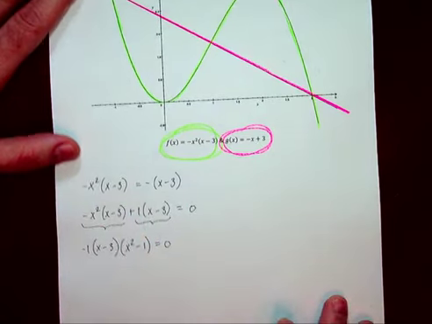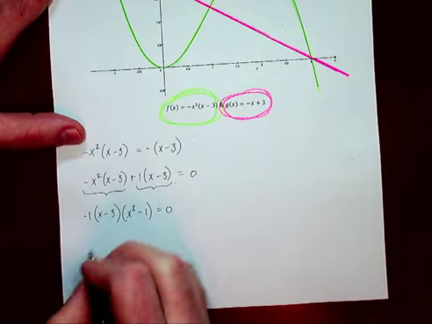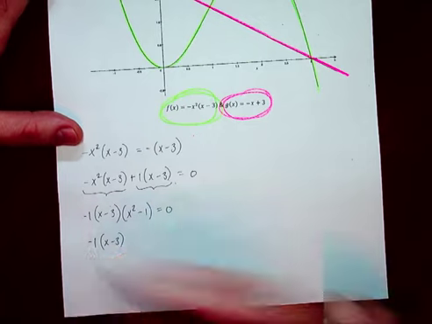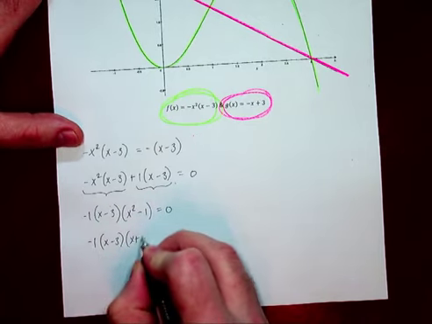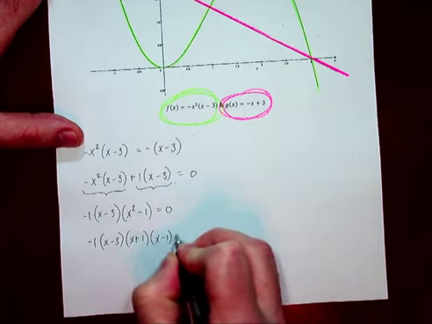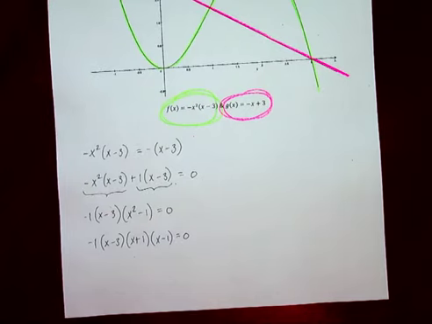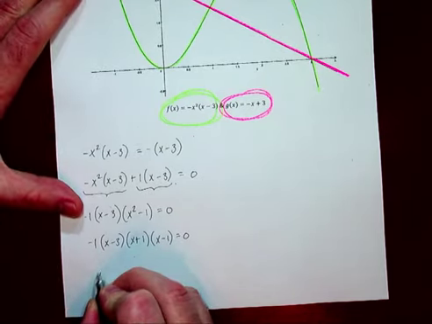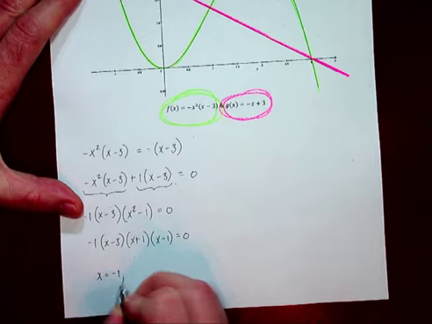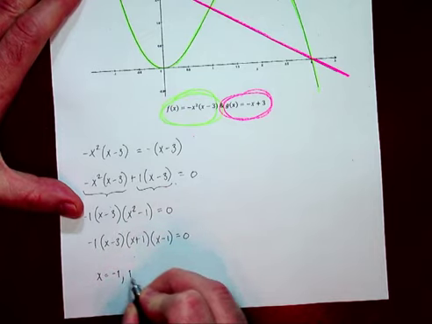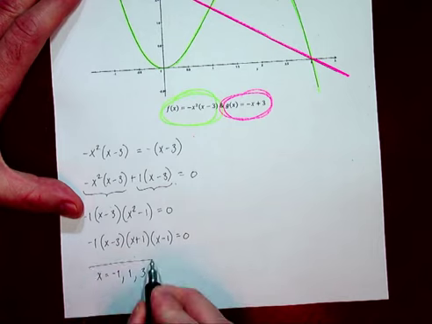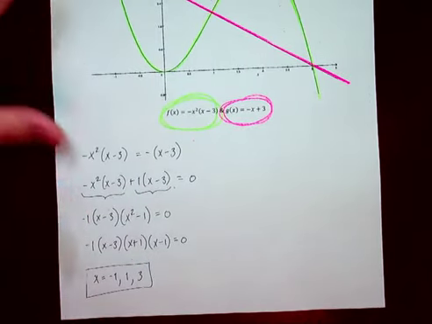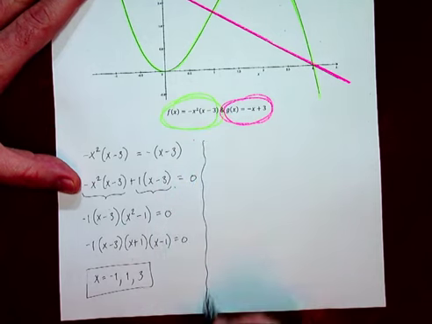Okay. Now what that means, of course, since numerical factors do not impact zeros, is I have x plus 1 and x minus 1, and therefore, what I eyeballed from the graph is correct. My points of intersection are -1, 1, and 3. Now, that is going to determine our limits of integration.